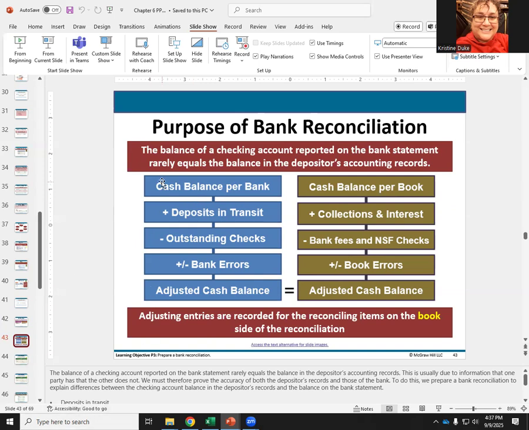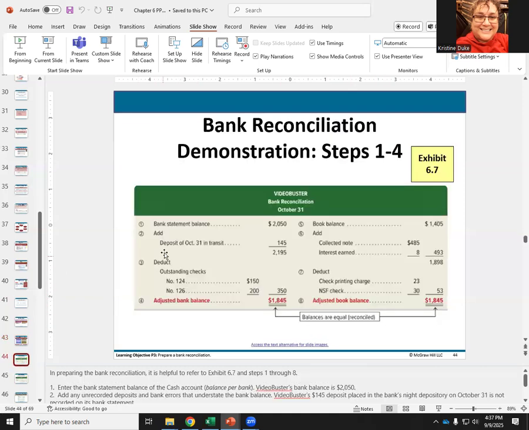And then, plus or minus any errors. And so what happens is we do this, and when we get done with all these adjusting entries, these two balances should equal. And it's beautiful. It's wonderful. So here we go. Here's a bank statement balance. Here's a deposit in transit minus my outstanding checks. Yay, 1845.